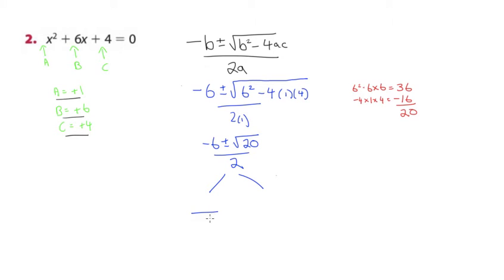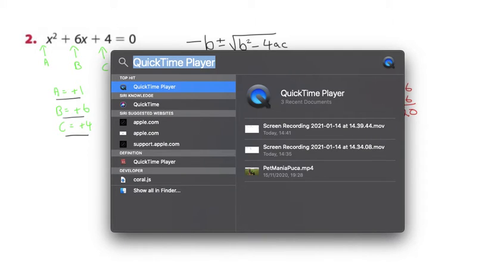Now, minus 6 plus or minus the square root of 20. So let's just put a little line here. Minus 6. I'll do the plus first. And over here, minus 6 minus. And I'll put the 2 there. Now, what we have to find out next is what is the square root of 20. So, where is it? Calculator.